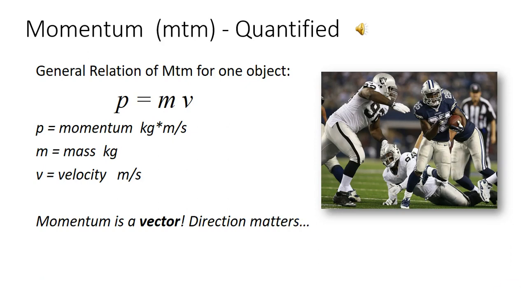Momentum is actually a vector, and this comes from velocity. Velocity is a vector, and when you multiply a vector by a scalar, it becomes a vector. So momentum is also a vector. You'll find that we now have to start thinking about direction. The good thing about energy was that we never considered that, but this actually matters, so we need to pay attention to direction.